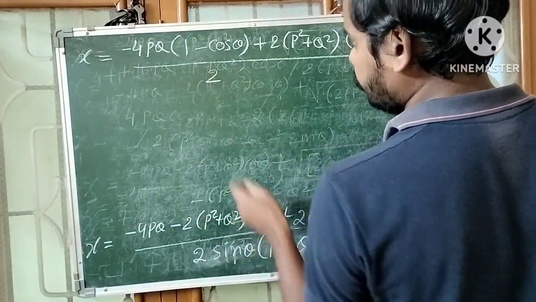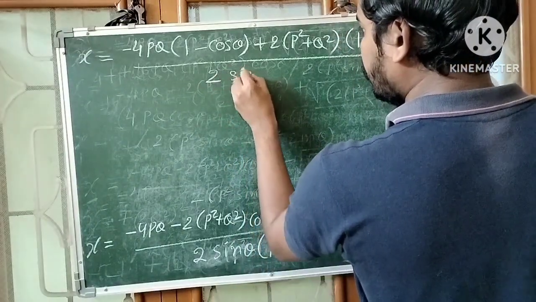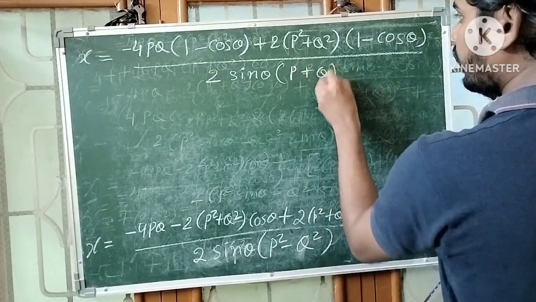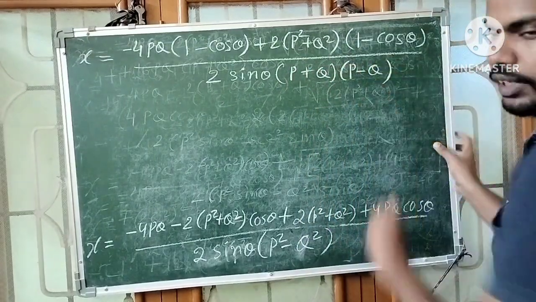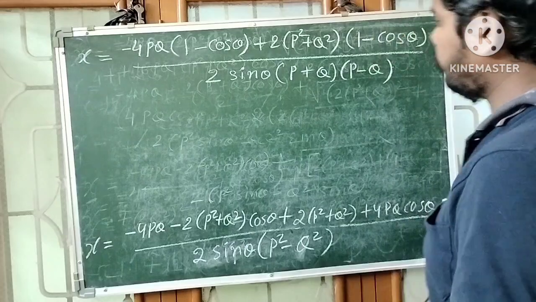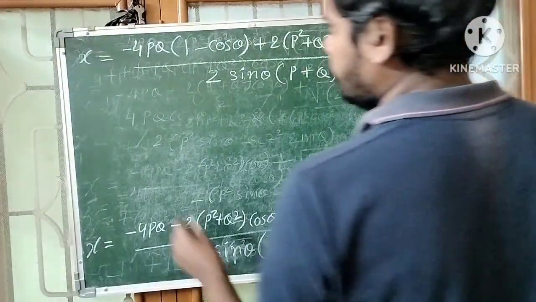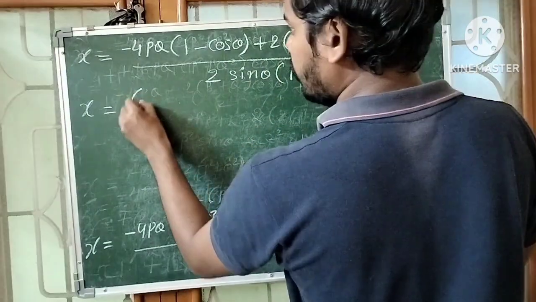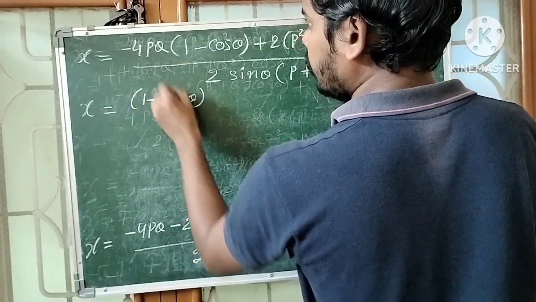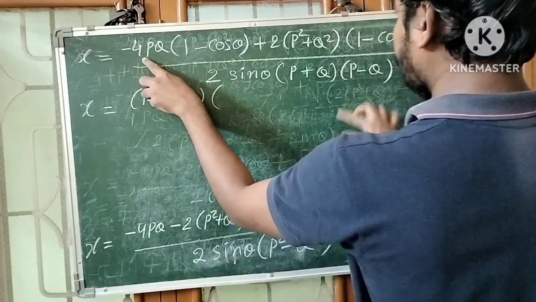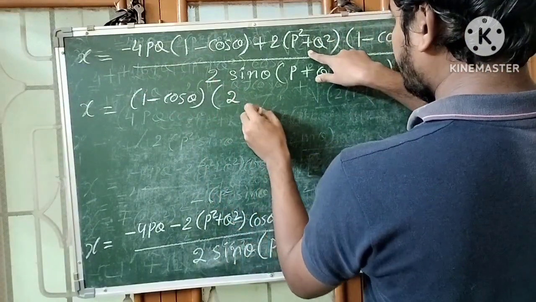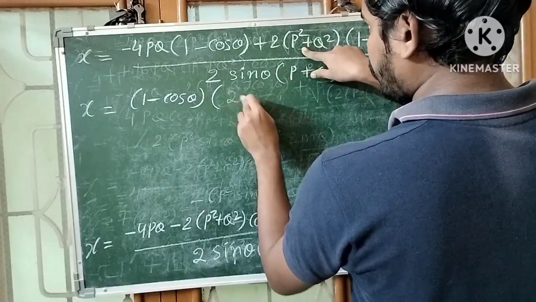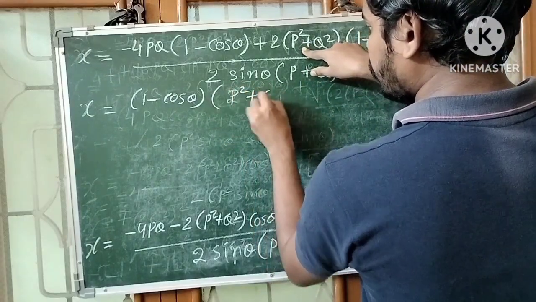2 into 2 sin theta into p square minus q square. A square minus b square is equal to a plus b into a minus b. So p plus q into p minus q. Still 1 minus cos theta common. Take out 1 minus cos theta as a common factor, and remaining here minus 4pq, here 2 into p square plus q square.